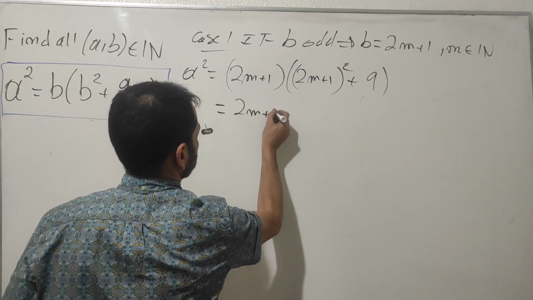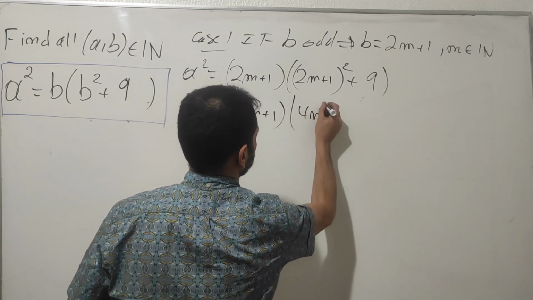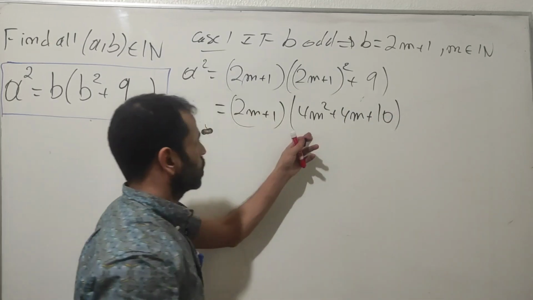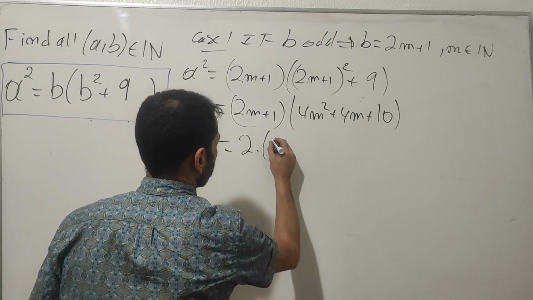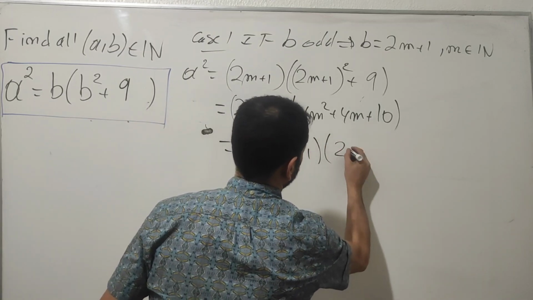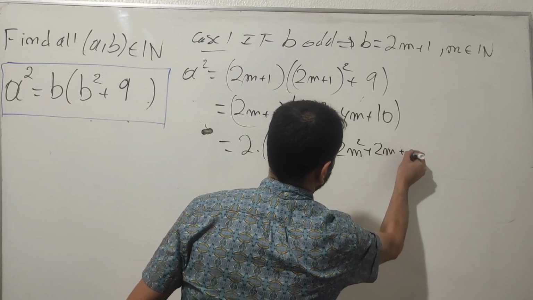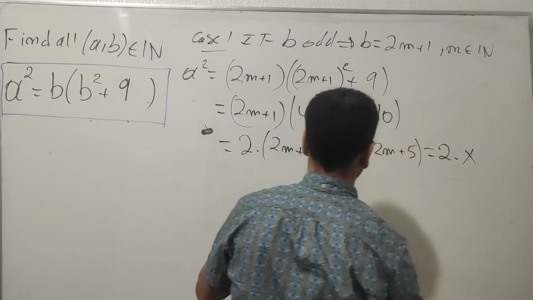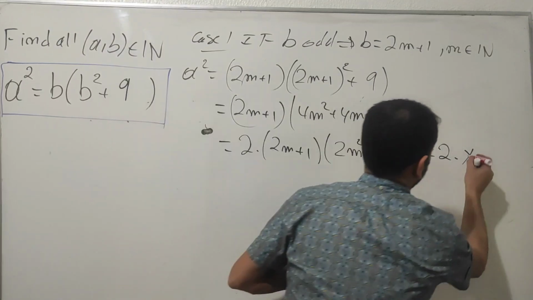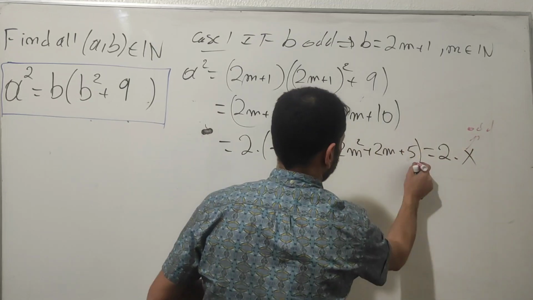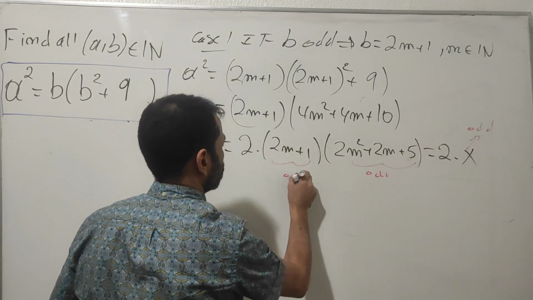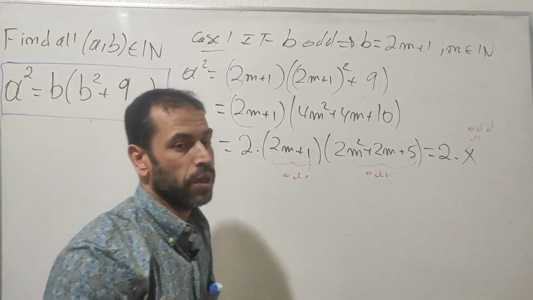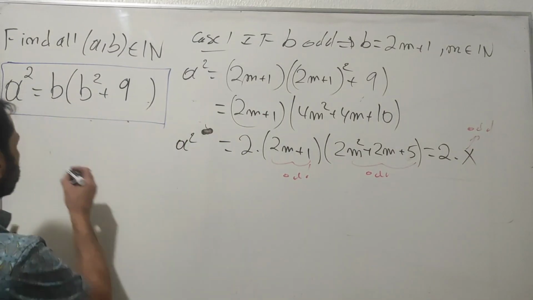Let's expand this out. We get 4m squared plus 4m plus 1 plus 9, which is 10. Let's take 2 out of these terms. I get 2 times (2m plus 1) times (2m squared plus 2m plus 5). This can be written in the form of 2x, where x is odd. Why? Because this factor is odd, and this one is also odd. So we get a squared equals 2 times x, which means a is even.